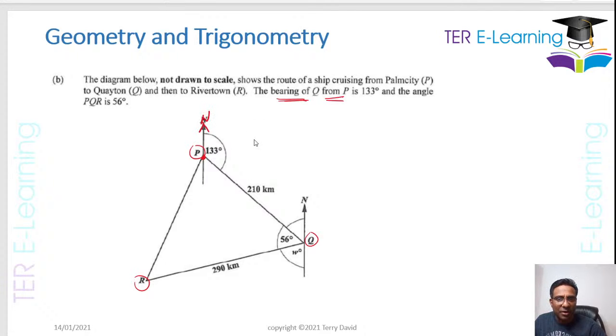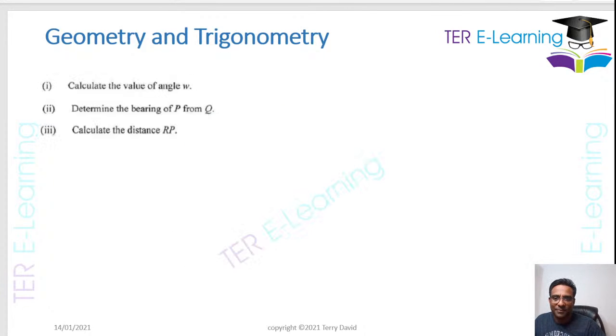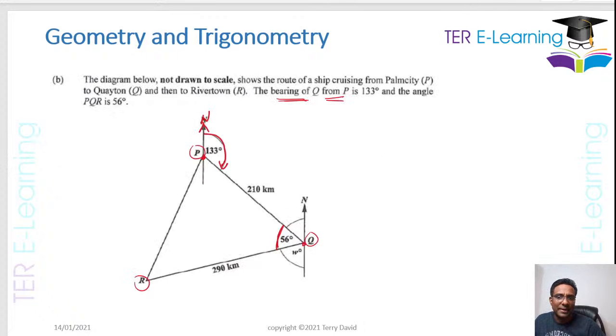And the bearing of Q, we are traveling to Q, so Q is here, is given by this bearing here. So you need to understand the language that we're using. The bearing of Q from P is 133 degrees. And they told us that angle PQR is 56 degrees. So that's this angle here. Now let's see what they want us to work out. So the first part, they want us to work out the angle W. So let's go to that diagram and see if you can figure out that angle W.